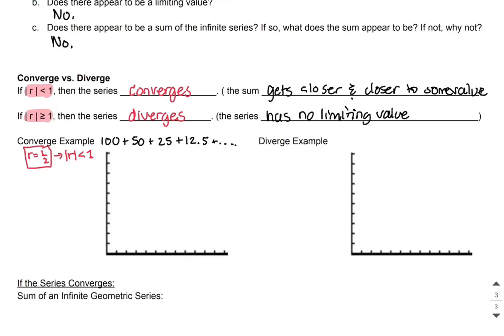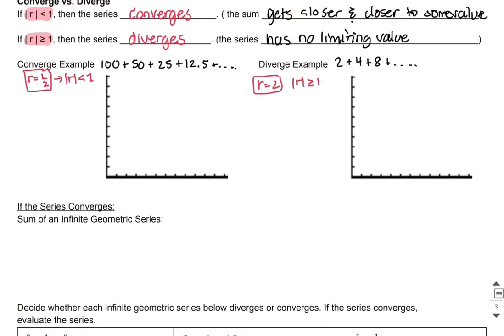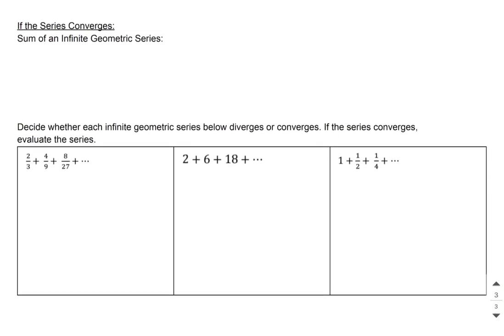For a diverge example, I might have r equal to 2. That way, the absolute value of r is greater than or equal to 1. So an example is if I start with 2, I'd add 4 next, and then 8, and so on. That would be a diverge example. I'm not going to graph those right now to save time.